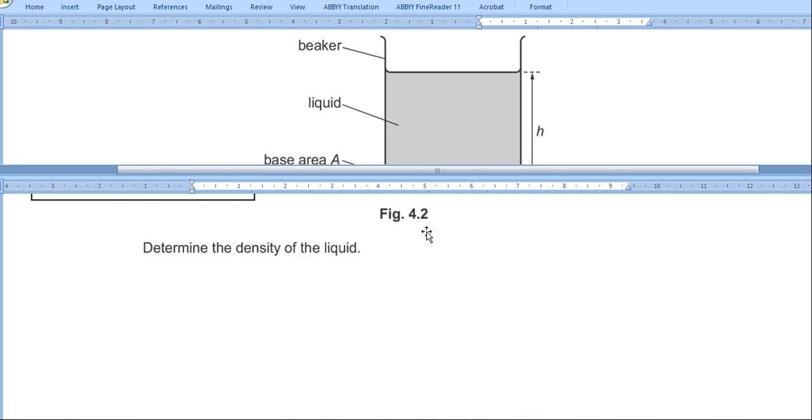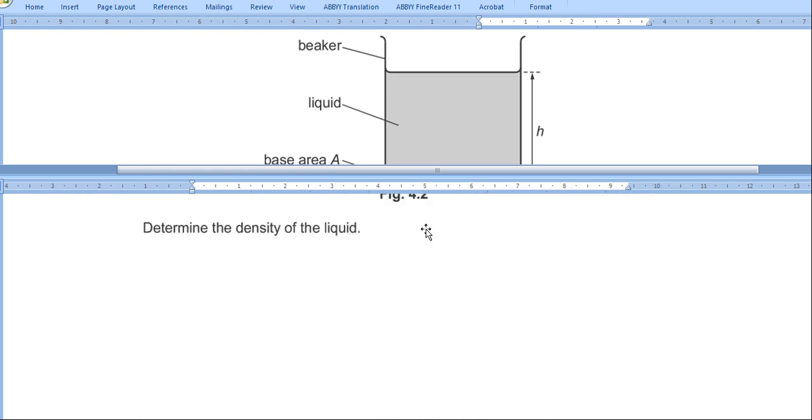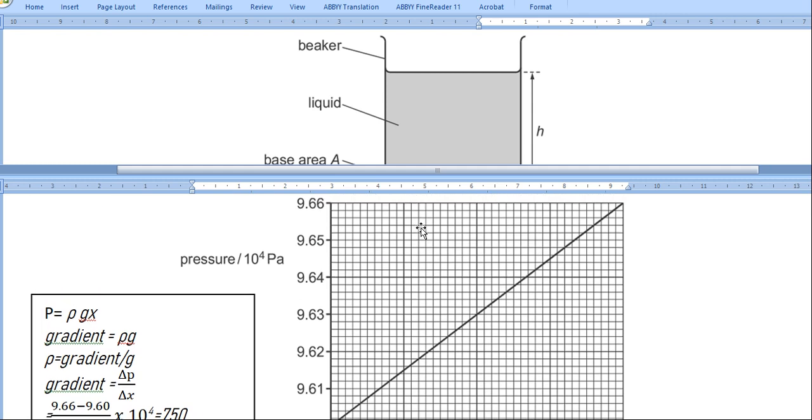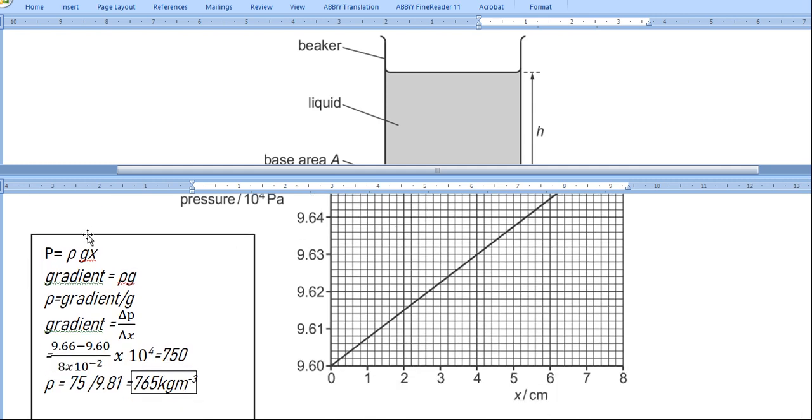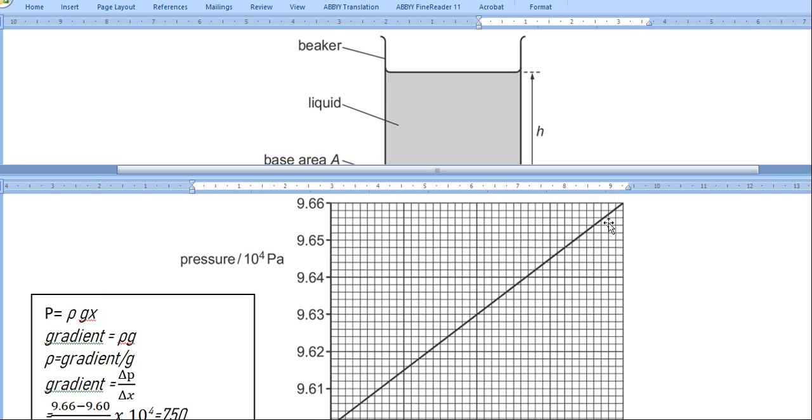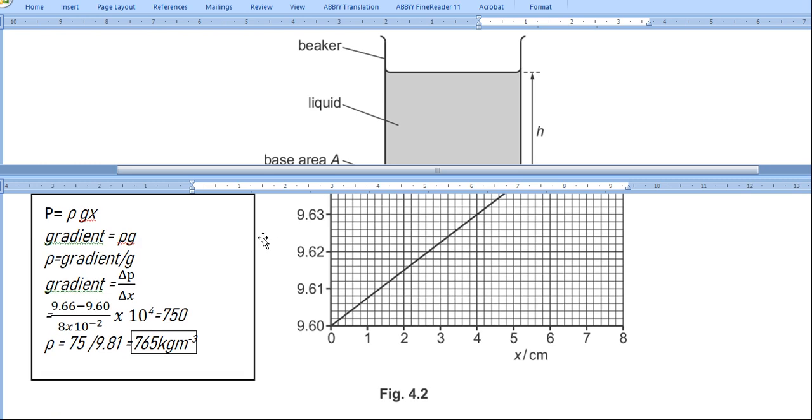And what should we find? Determine the density of the liquid. Okay, so pressure is ρgx. If we draw a graph of pressure against x, the gradient will be ρg. Gradient equals ρg, so ρ equals gradient divided by g. Gradient equals delta p over delta x, using the graph at the points that we can read accurately, the beginning and the end.